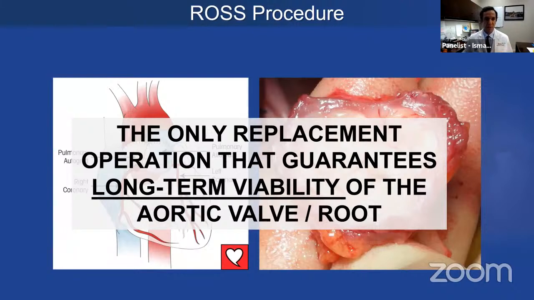And when we look under the microscope, we can see that same trilaminar structure that I showed you earlier, with endothelial cells, interstitial cells, all of it remains preserved even 30 years after the operation.